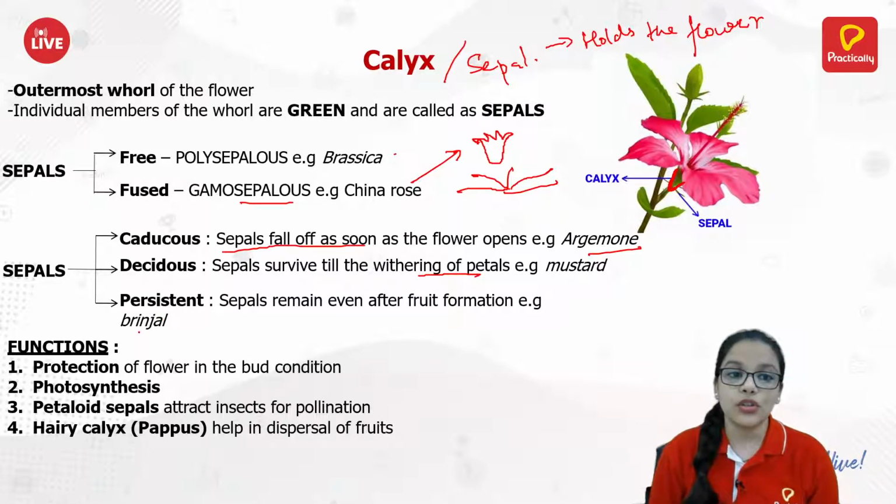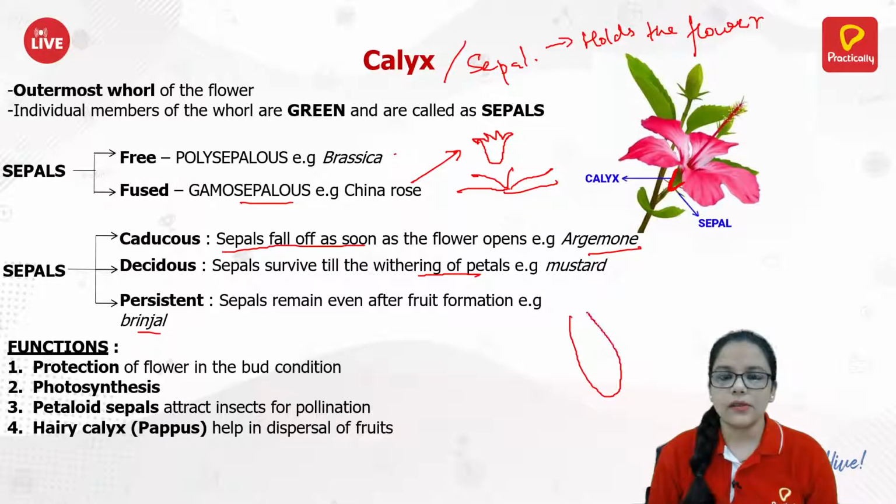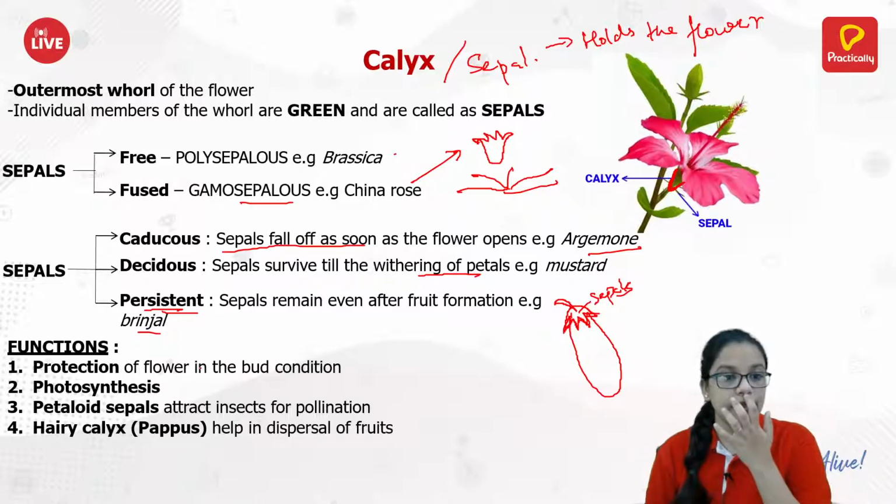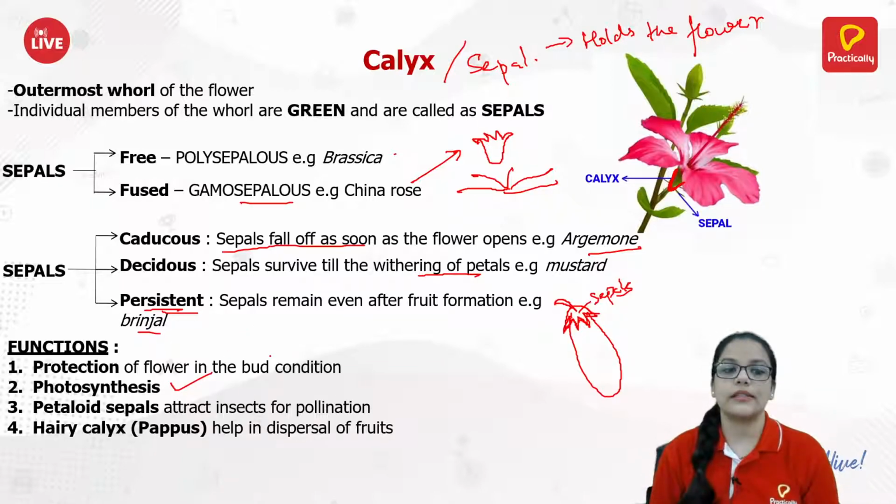And then there is brinjal. When we see brinjal, suppose this is a brinjal, it still has its sepals. This is how it looks. So it still has its sepals. Those kinds of plants are known as persistent. What it does is photosynthesis, it attracts pollinators, it helps in dispersal of fruit, seeds, etc.